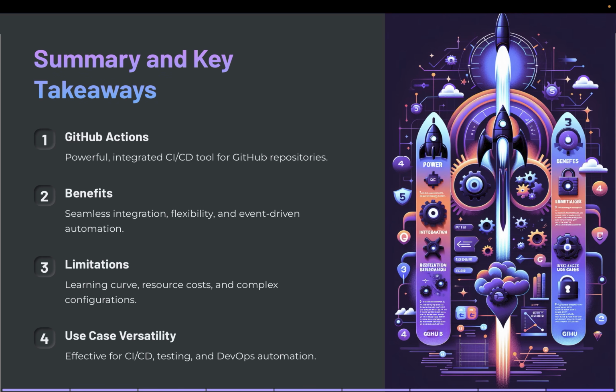Finally, the use case versatility of GitHub Actions makes it highly effective for various automation needs, including CI/CD, testing, and broader DevOps automation practices, proving its value across the development lifecycle.